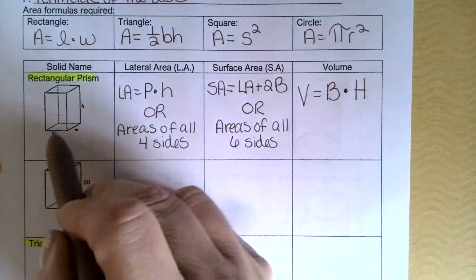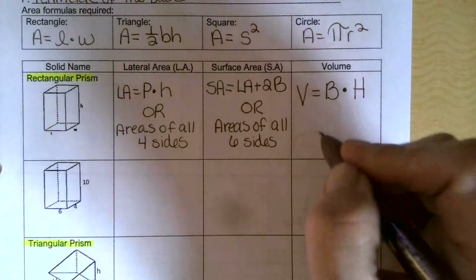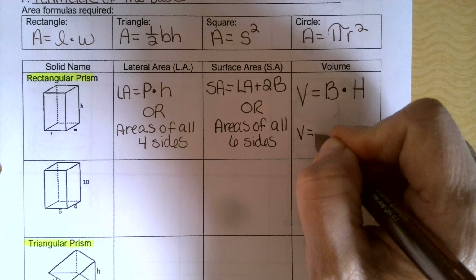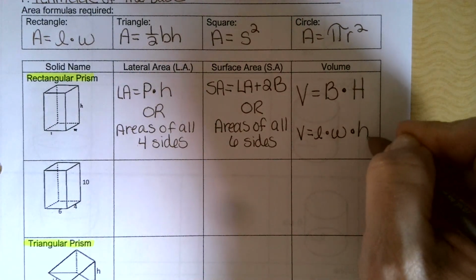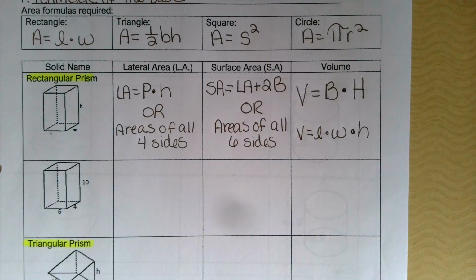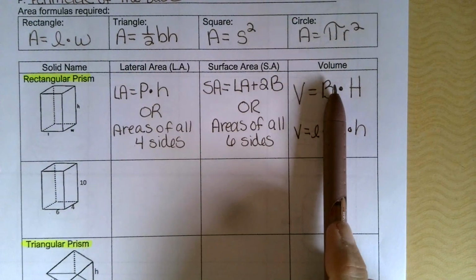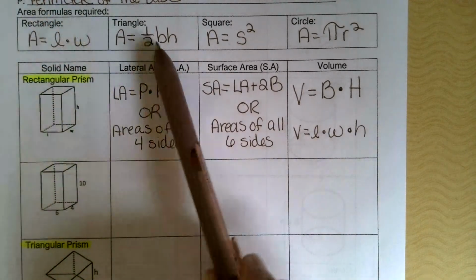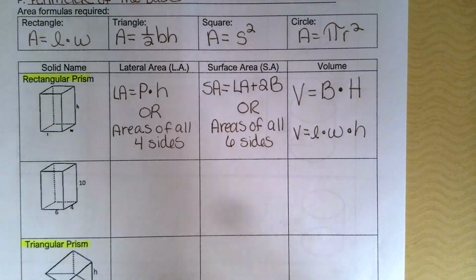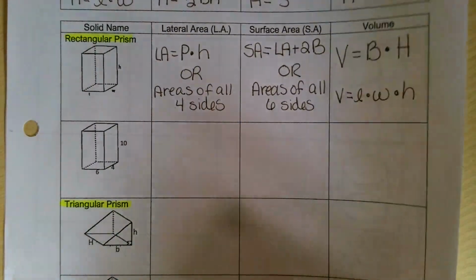Well, what is the area of the base? It's a rectangle. So that is going to be length times width, and then for the height, I'm going to put a little h. Okay, length times width times height. I like area of the base times the height. I want you to verbally say that. Area of the base times the height, because you know these formulas. All you have to do is multiply it times the height. Okay, so let's do these problems.